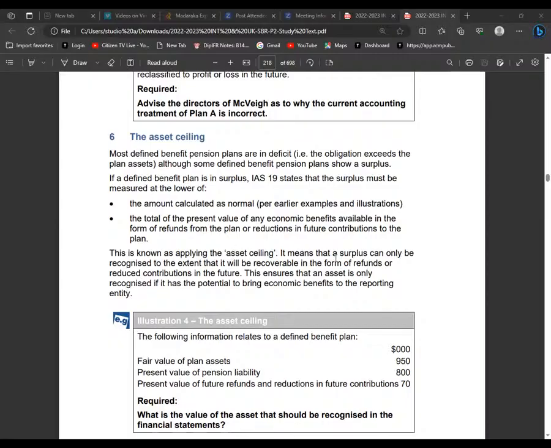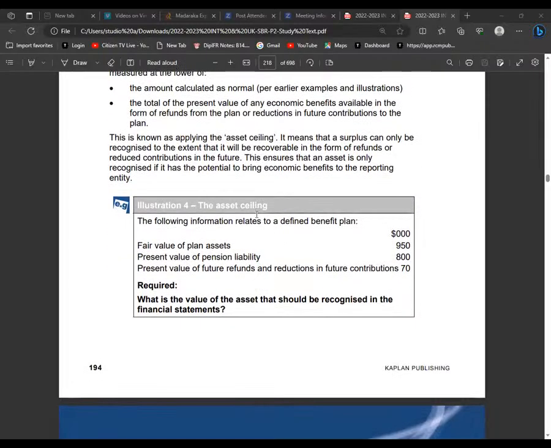It means that a surplus can only be recognized to the extent it will be recoverable in the form of refunds or reduced contributions. I don't even have to understand what they're saying there. The most important thing is for us to see how this example has been done.